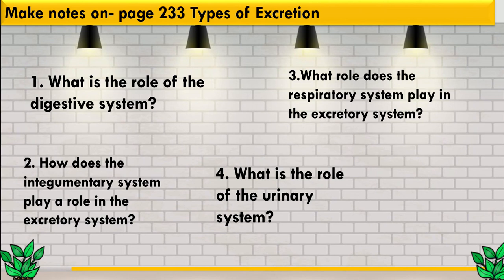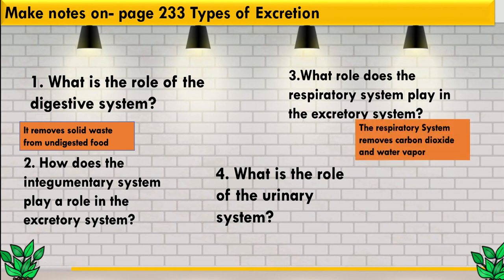Okay, so on page 233, there are types of excretion that we talk about. And I mentioned these before. So what is the role of the digestive system? You can see the role of the digestive system is to remove solid waste from undigested food. The role of the respiratory system is to remove carbon dioxide as well as water vapor.